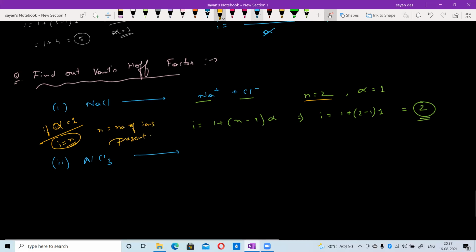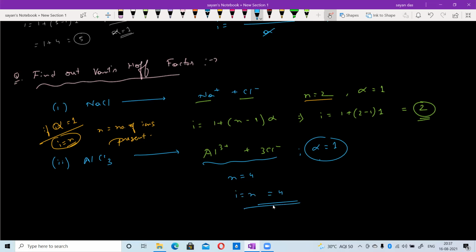Okay. Second one, quickly solve it. Yes, correct. Very good. In this case, you can write Al3+ and 3Cl-. Correct, Manish. So how many ions are there? n equals 4, and nothing is given, so alpha is always taken as 1. When alpha is 1, in this case i equals the n value, that means 4. That is the i value.